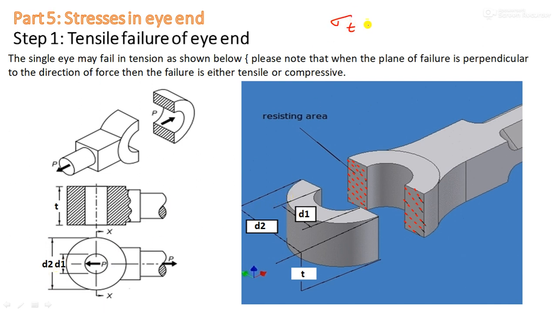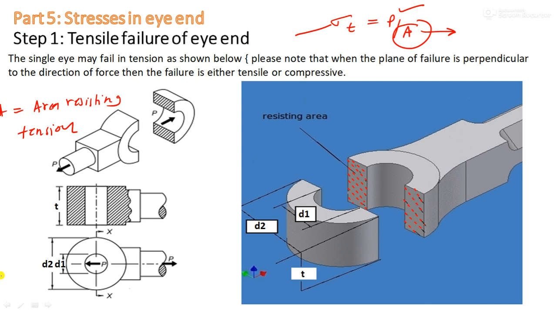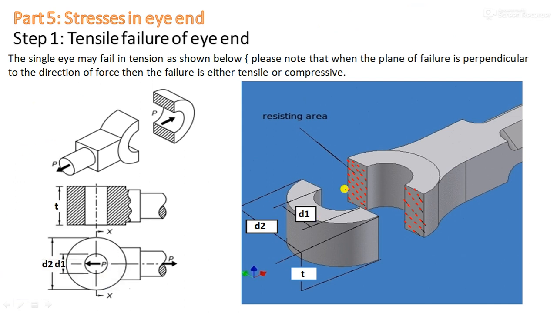To calculate tensile failure, sigma t is equal to P upon area. P is given, sigma t we have already calculated. The important part is A, and this A is nothing but the area resisting the tension. Now what is the area resisting the tension? Obviously this area, right? So how will you calculate this area?